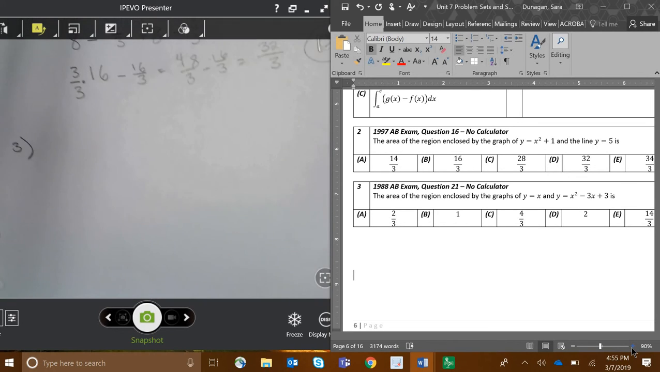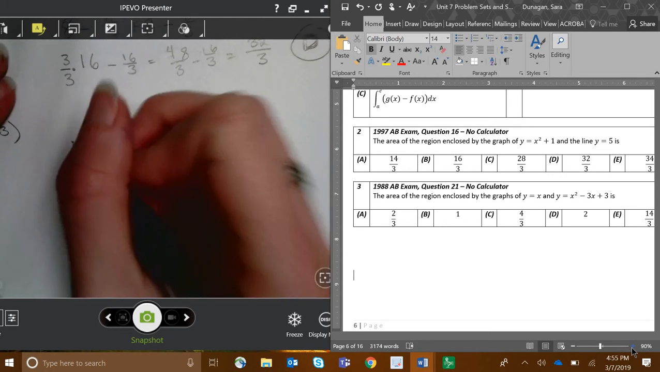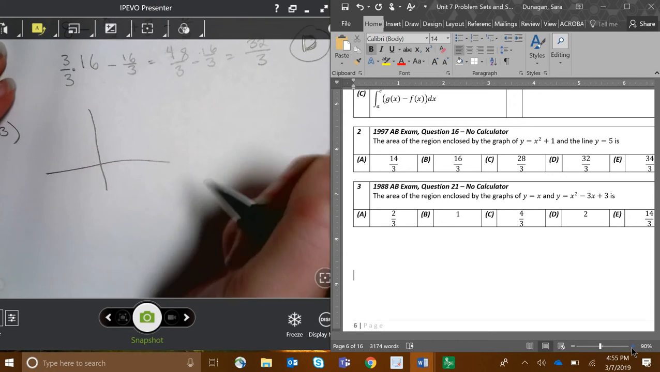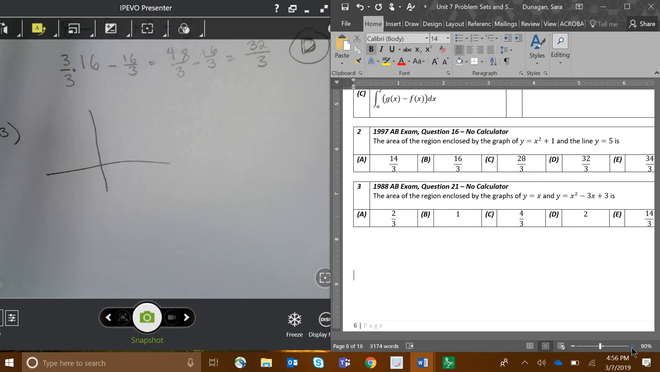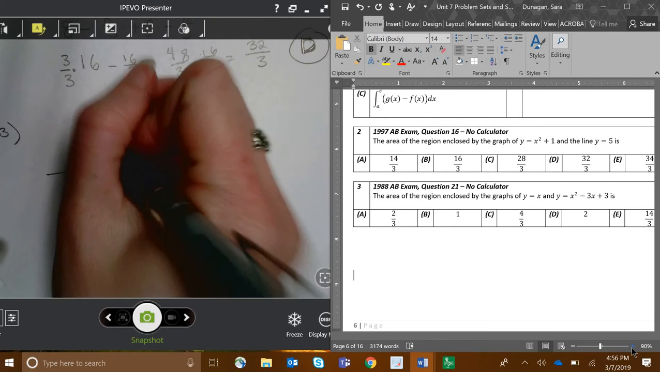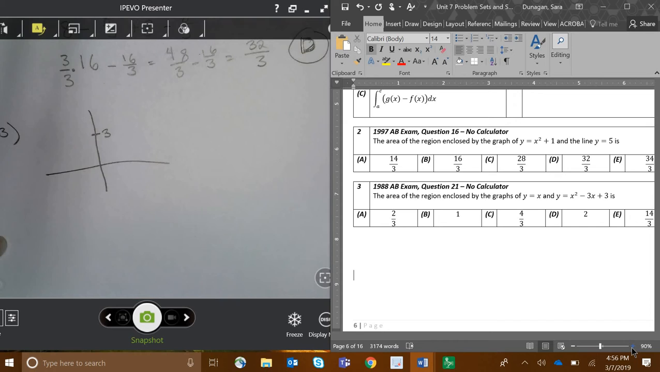For 3. Now we're doing y equals x and y equals x squared minus 3x plus 3. Your sketches don't need to be super accurate. Don't stress over it. If you see an x squared and it opens up, it's going to be opening up. Now, we have a minus 3x plus 3. The only point you need to really find to help yourself get an idea of where this is is your c value. So what is our c value in that quadratic equation? Positive 3. So that means it has to go through a positive 3.